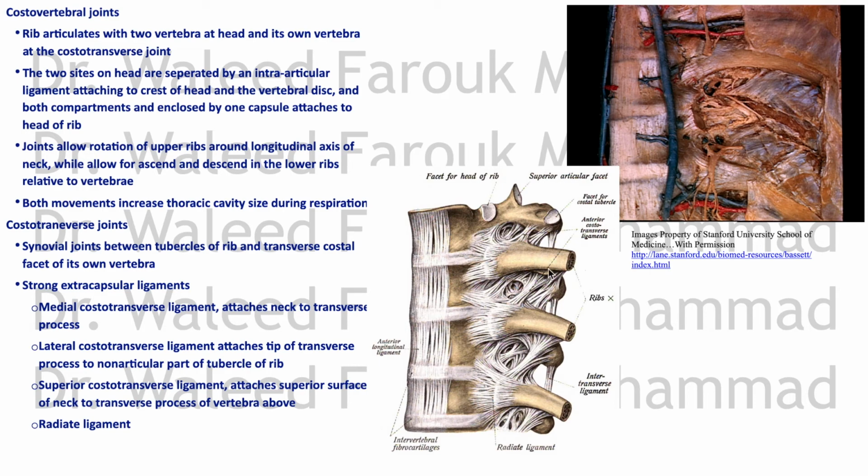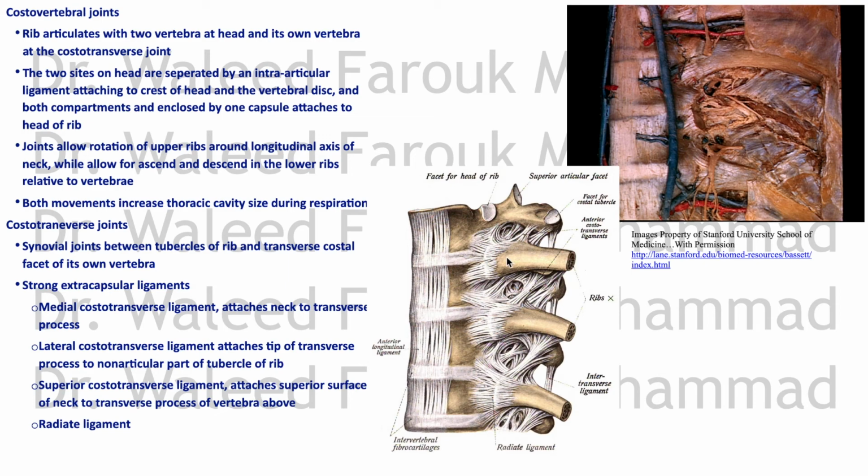Now, this costotransverse joint is stabilized by strong ligaments like the medial costotransverse ligament and lateral costotransverse ligaments. Actually, the lateral, like this one here, connects the non-articular part of the tubercle of the rib with the tip of the transverse process. The medial costotransverse is between the neck and the transverse process, and the superior costotransverse ligament connects to the transverse process of the vertebra above it, from the superior surface of the neck. So you have a series of ligaments, medial and lateral and superior.